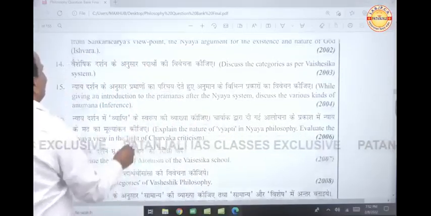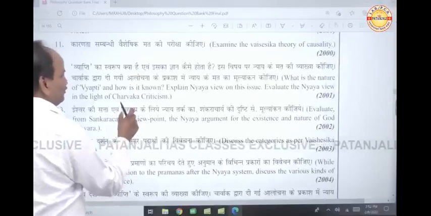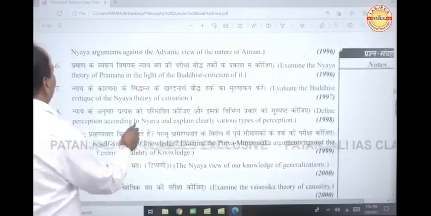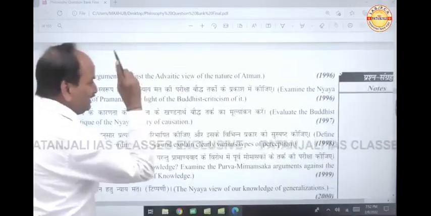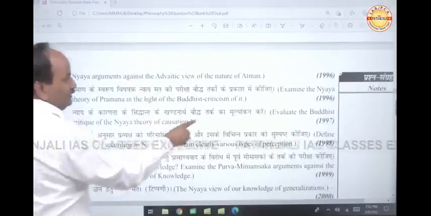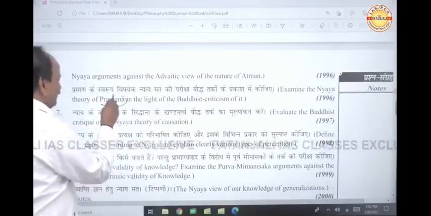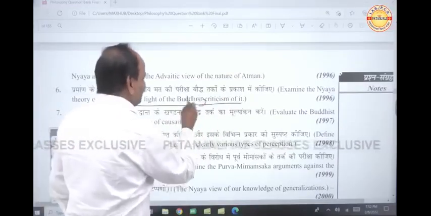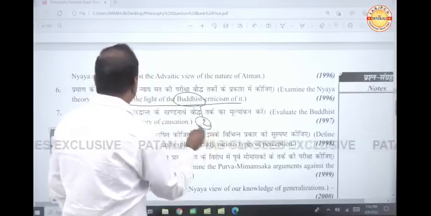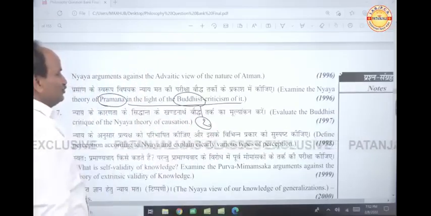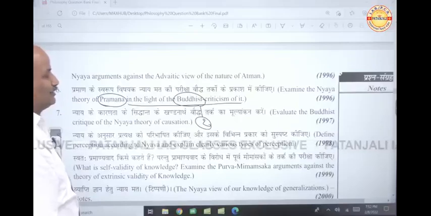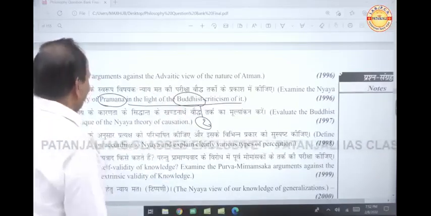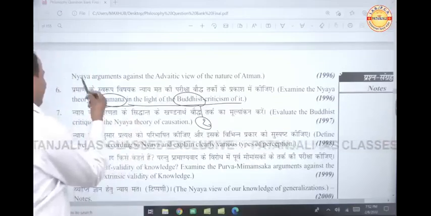In 10 marks, pramana vichar was difficult to summarize in short. In '96 the question was: examine the Nyaya theory of pramanas in the light of Buddhist criticism of it. Buddhists have accepted only 2, so they have refuted the Naiyayikas' notion of pramana vichar. How have Buddhists refuted it? At that time, the syllabus was also quite different. So right now we are going to discuss pramana of the Naiyayikas.